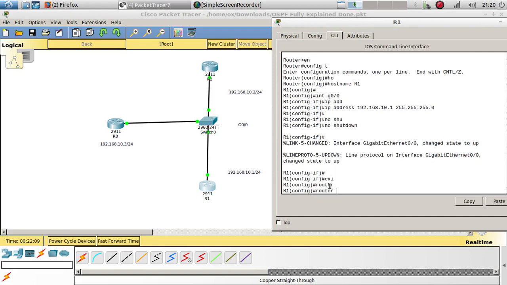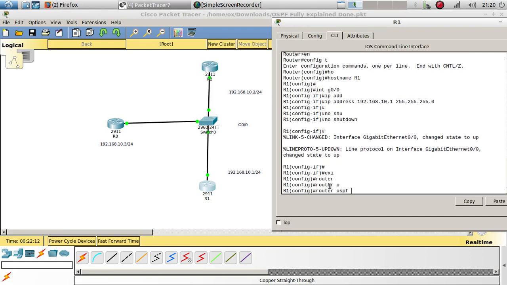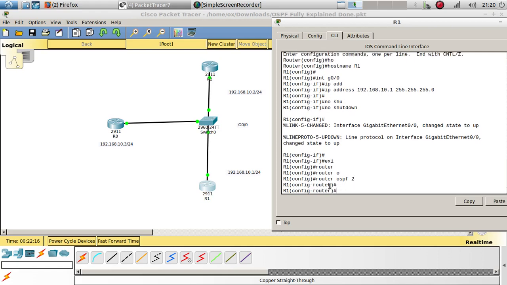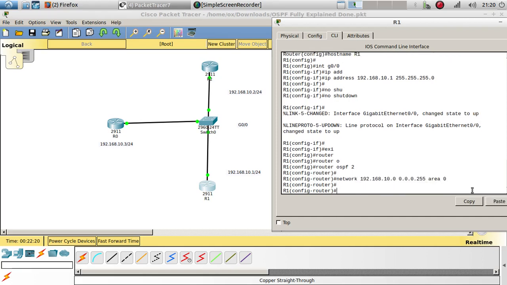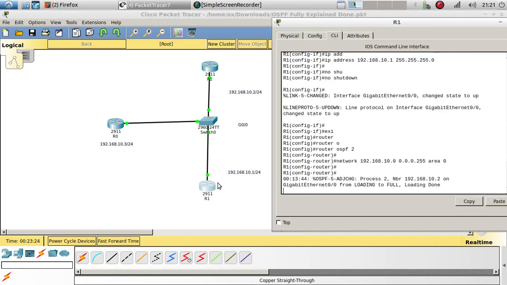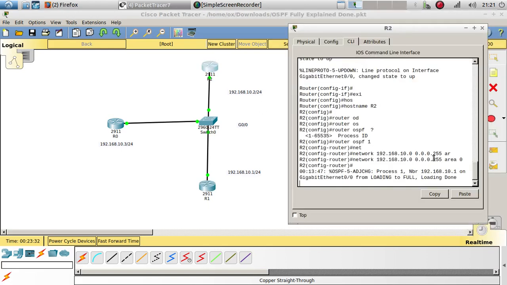Router OSPF. Now we're going to give a process ID of 2 for this one, and you can see that they do not need to match. Area 0, and if you click on fast forward, you're going to see that we have a neighbor relationship with 192.168.10.2, which is this one right here. Okay, now let's go over here.